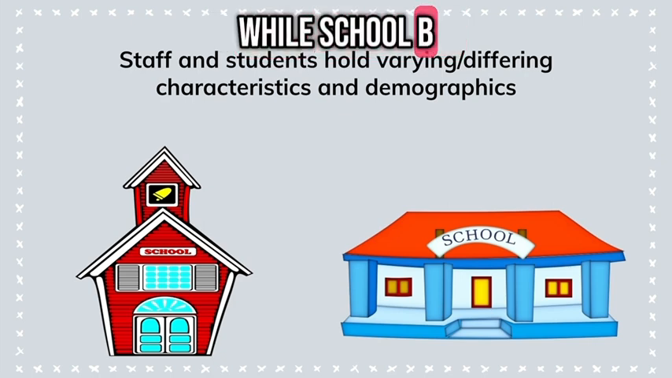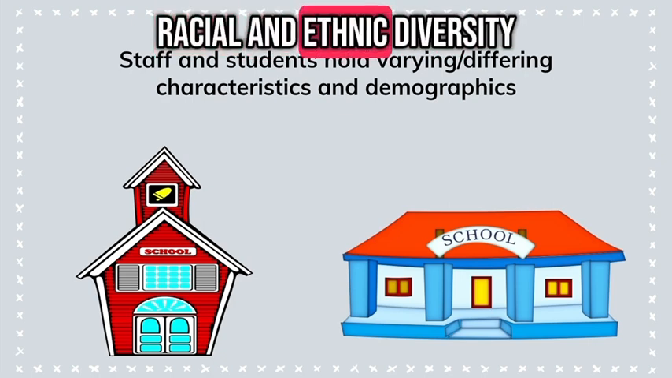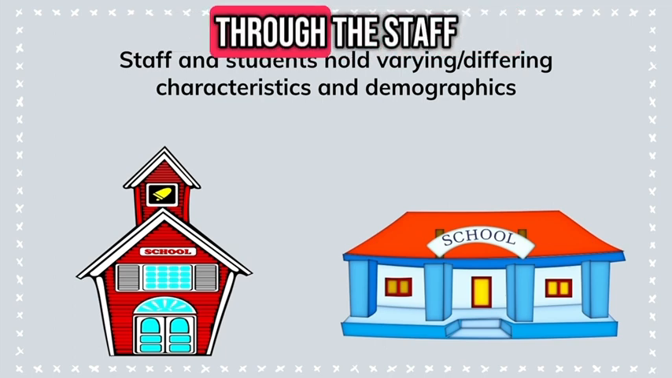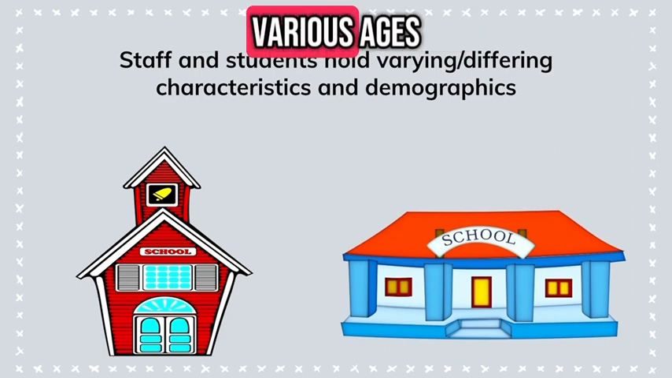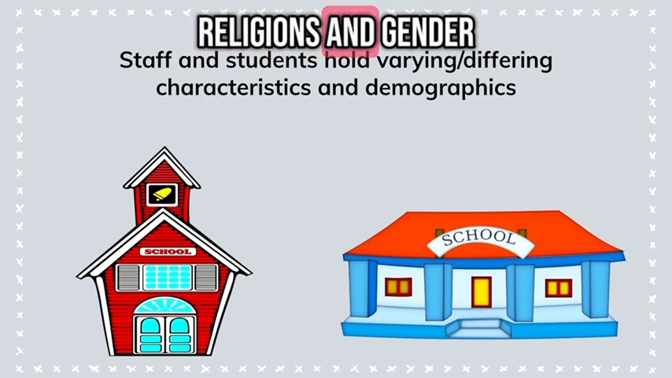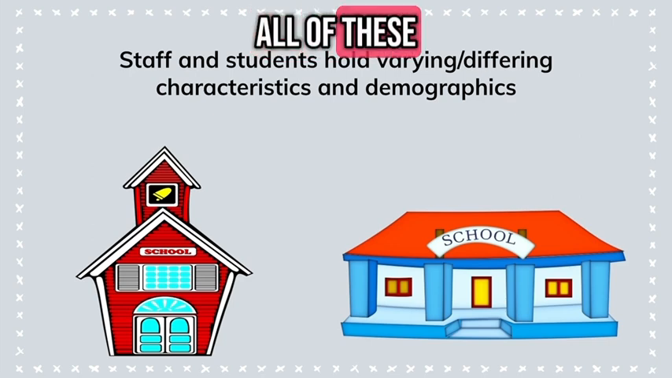While School B did hold more racial and ethnic diversity, School A also held diversity, which is seen through the staff and students having various ages, socioeconomical status, religions, and gender identities. All of these are considered to be different types of diversity.